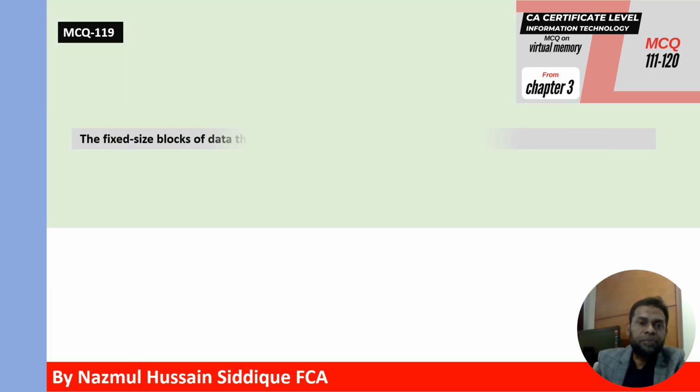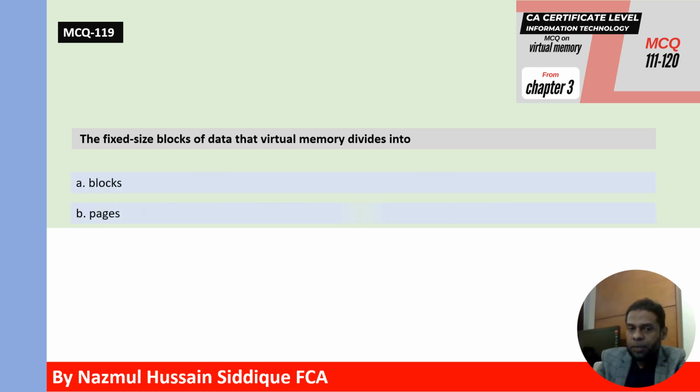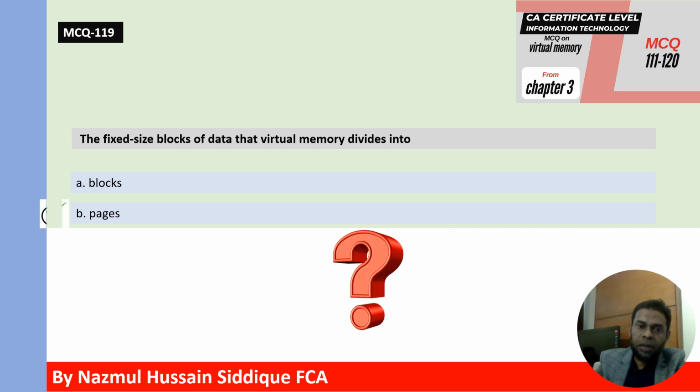Next question. The fixed size blocks of data that virtual memory divides into: option A, blocks, or option B, pages. Which one is the correct answer? The correct answer is B. The fixed size blocks of data that virtual memory divides into are pages.